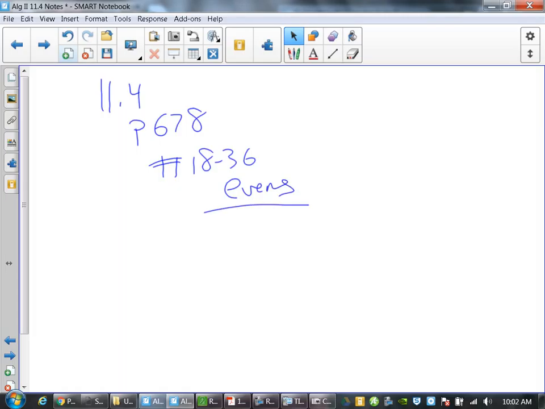Try those out, please. I did throw a couple on here where it asks you to solve for the common rate. But I didn't show you how to do that, so hopefully you'll be able to figure that out.